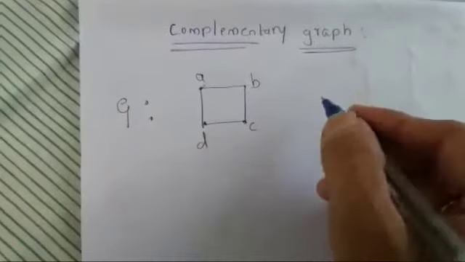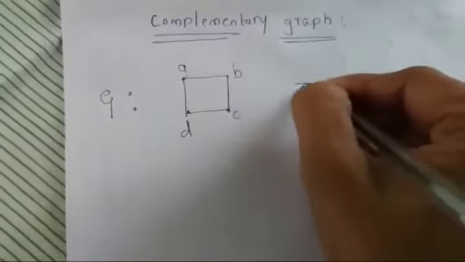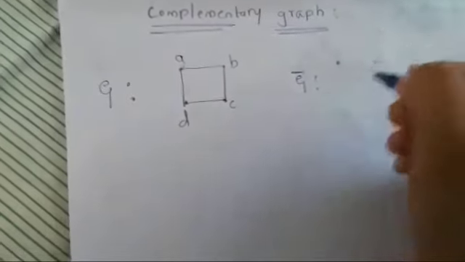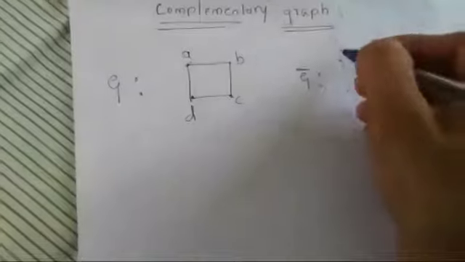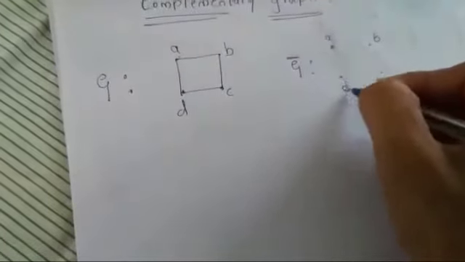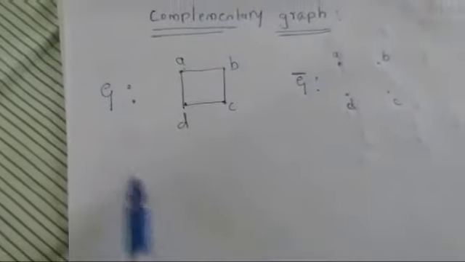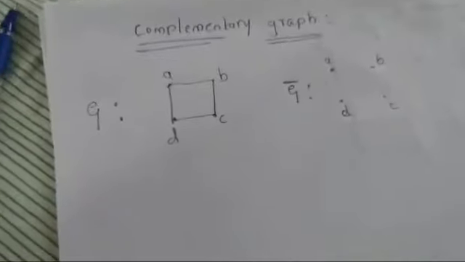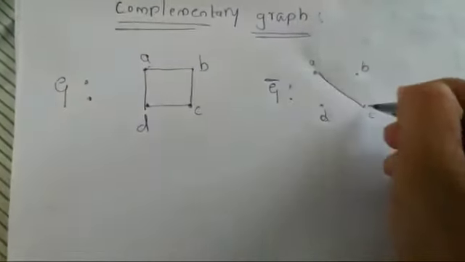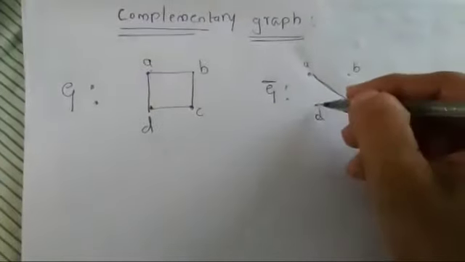I will consider one more graph, that is G bar, again with the same set of vertices. Again the names are also the same, A, B, C, D, but the adjacency will not be the same as in graph G. Now I will draw an edge from A to C, it's a black line, and D to B.